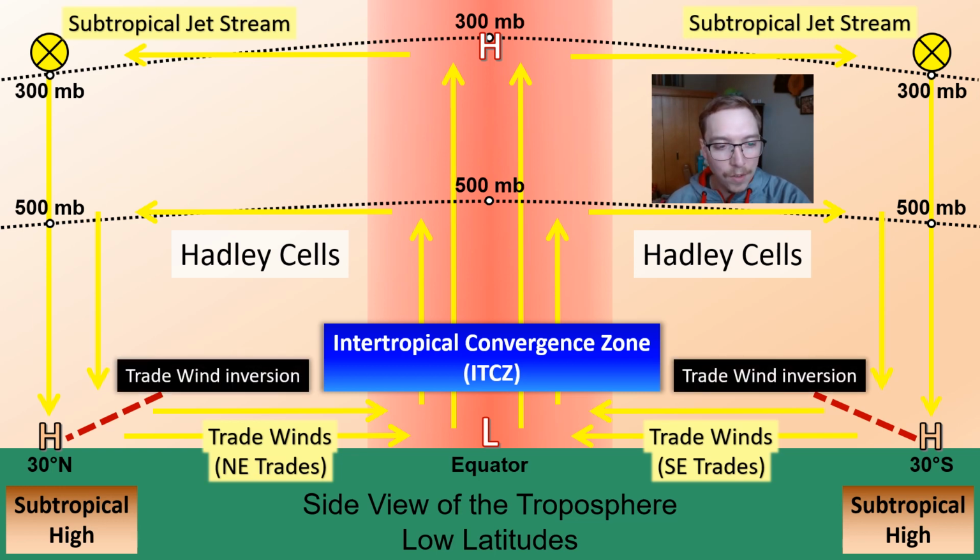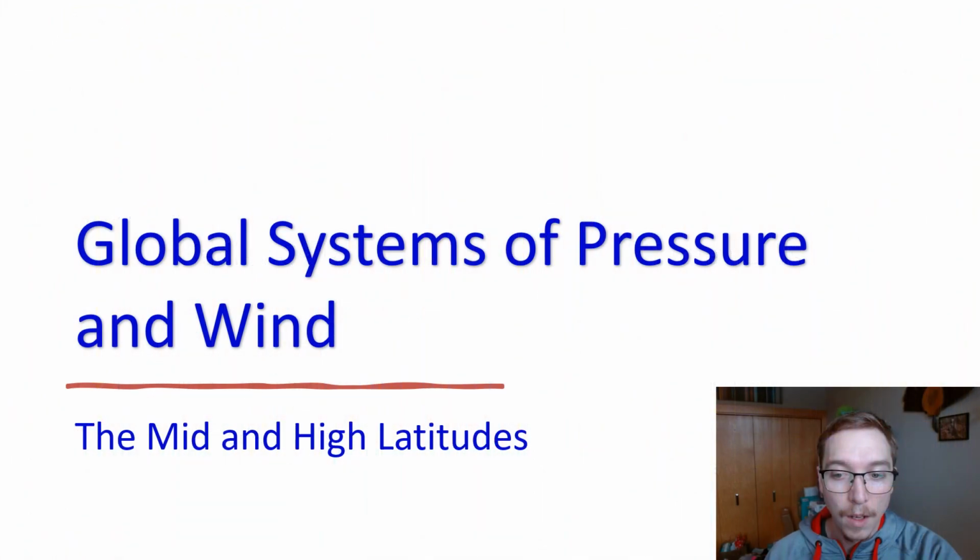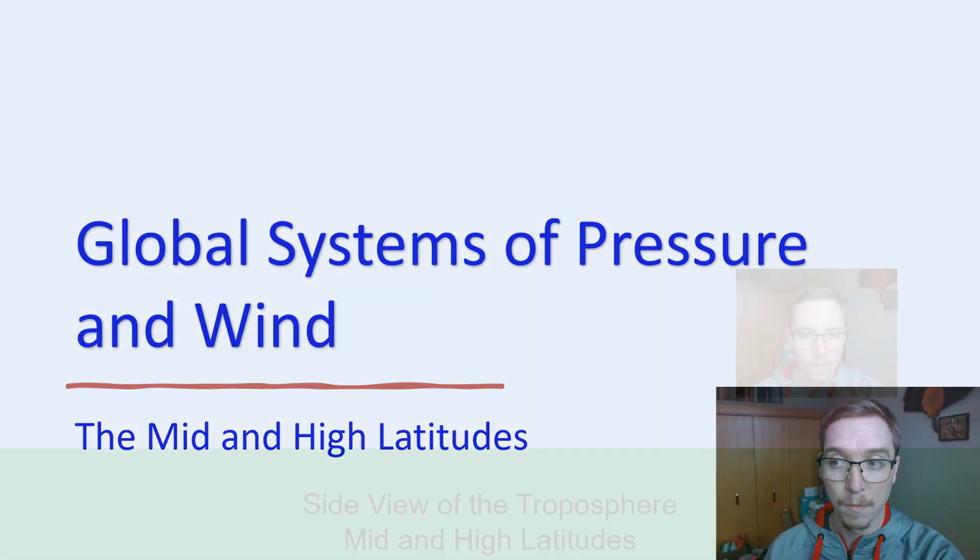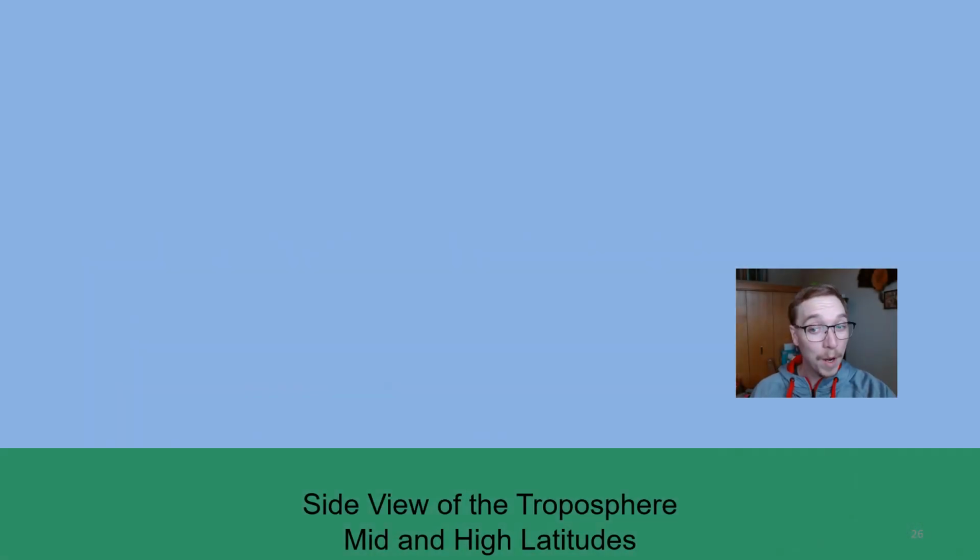So there we can see these are our trade wind inversions right here. Now we're going to move up to our mid and high latitude systems. All right, so now we're going to walk through another diagram here.